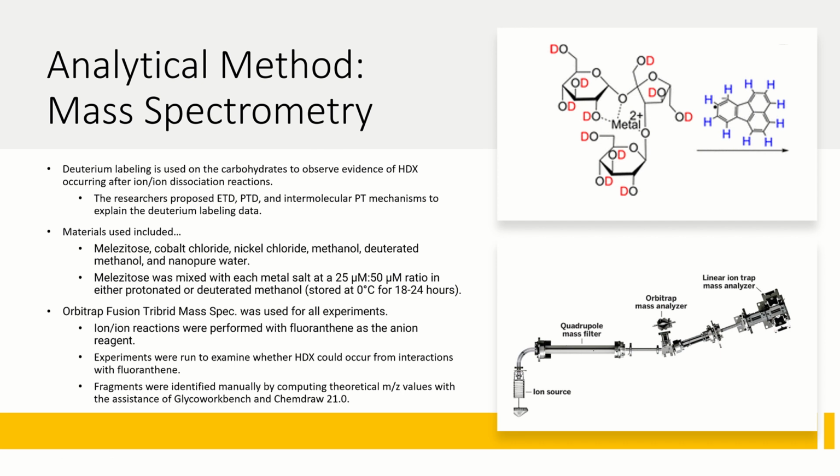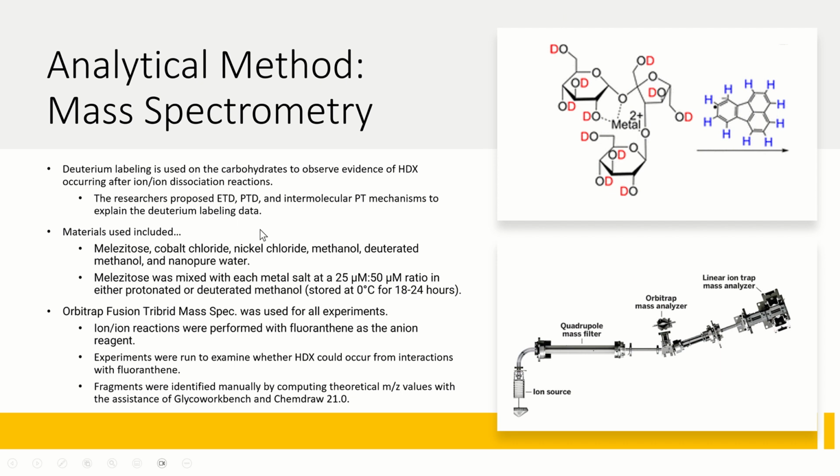The researchers proposed electron transfer dissociation, proton transfer dissociation, and intermolecular proton transfer, which can also be referred to as hydrogen deuterium exchange. These mechanisms explain the deuterium labeling data. As shown off to the right, that's exactly what it is getting into. There are going to be multiple experiments of this, and we'll see the results soon enough.